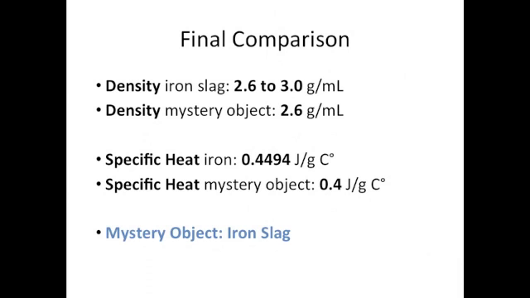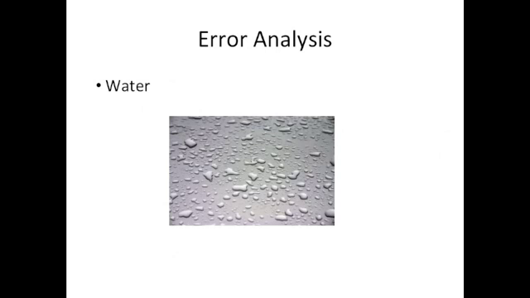Density and specific heat are properties unique to every substance. Because these particular properties match up between the object and iron slag, the mystery object is most likely an iron slag. A possible source of error is faulty measurement of the object's mass.